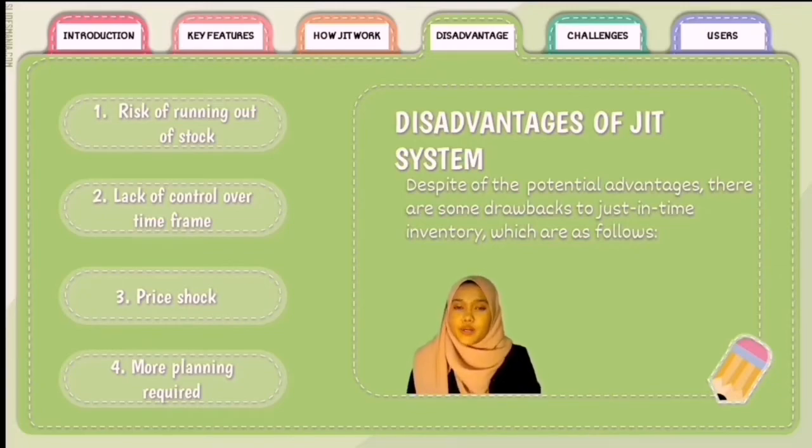Lastly, more planning is required. With the JIT system, it is imperative that companies understand their sales trends and variance in close detail. Most companies have seasonal sales periods. Therefore, the companies themselves need to factor that into planning for inventory levels.